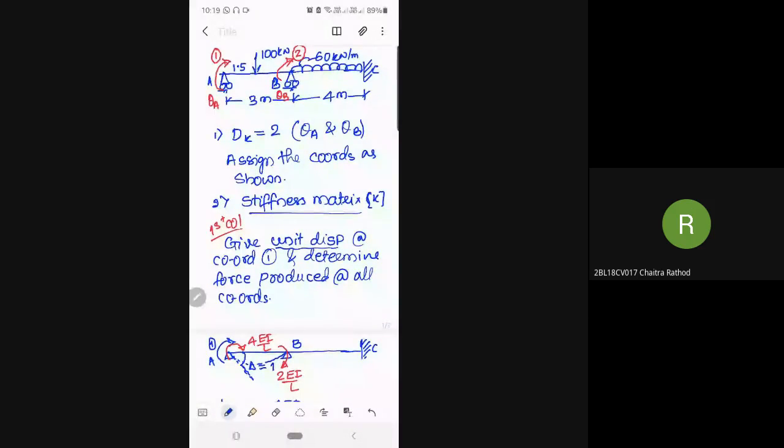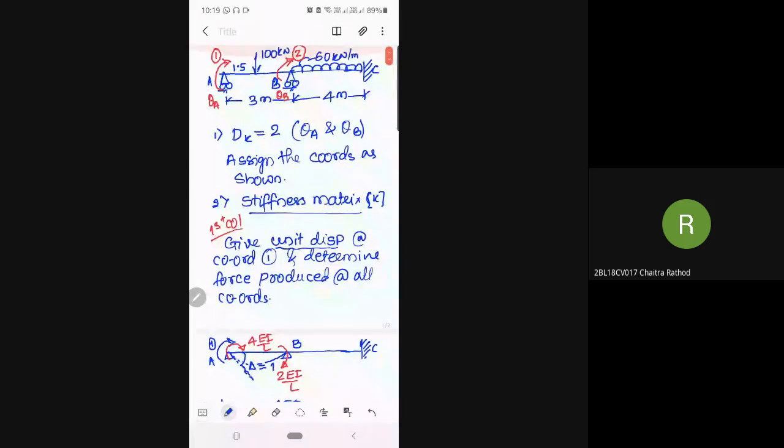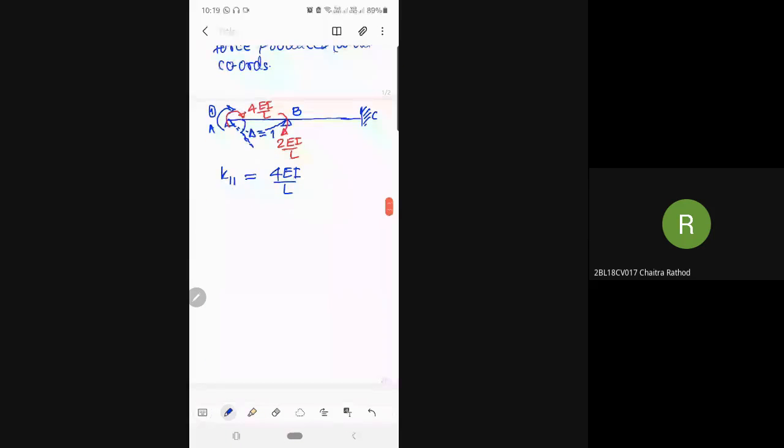Clear? Suppose you have assumed it as anti-clockwise, and the force produced is clockwise, then it will be negative here. So therefore I have assumed it as clockwise here. The force coordinate direction is clockwise. The force produced is also clockwise. Therefore it is plus 4 EI by L.